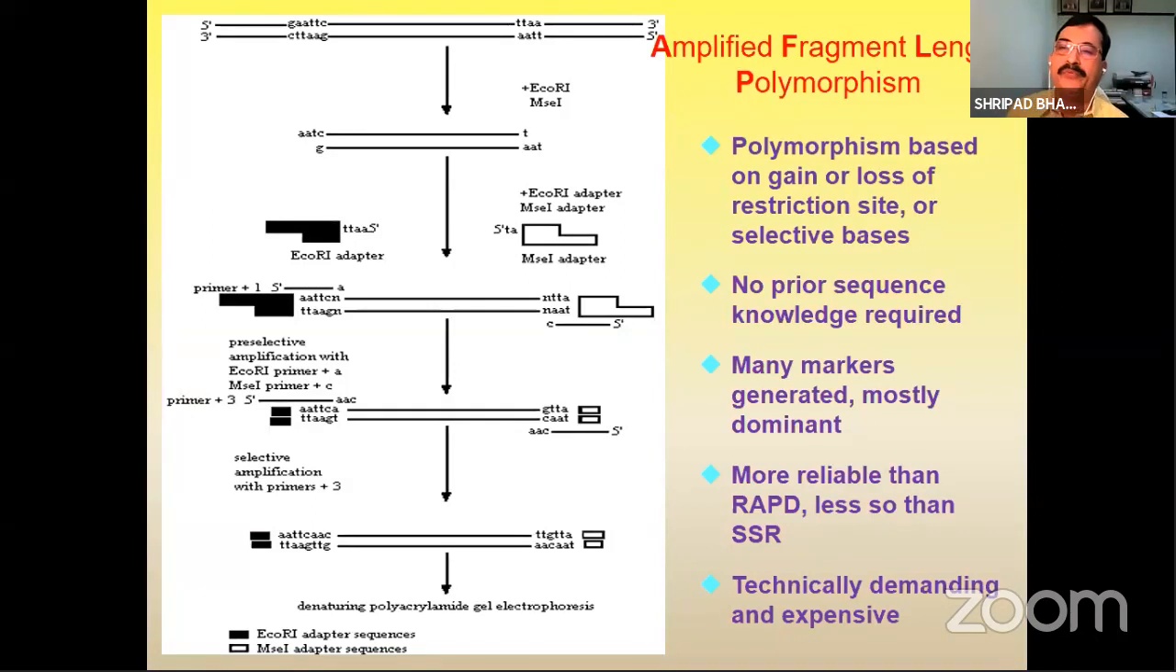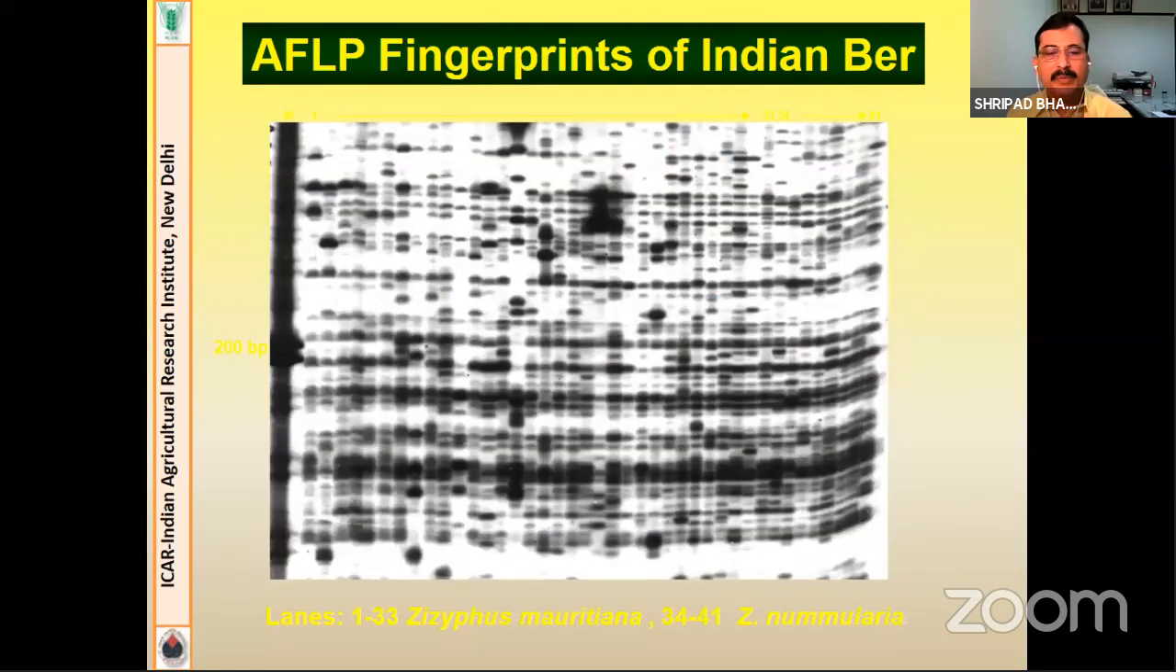This is called amplified fragment length polymorphism. Not much in use now because of complexities. I'm not going to discuss that one, but this is another gel from an Indian bear developed by this AFLP. Earlier, this type of marker was used very commonly.